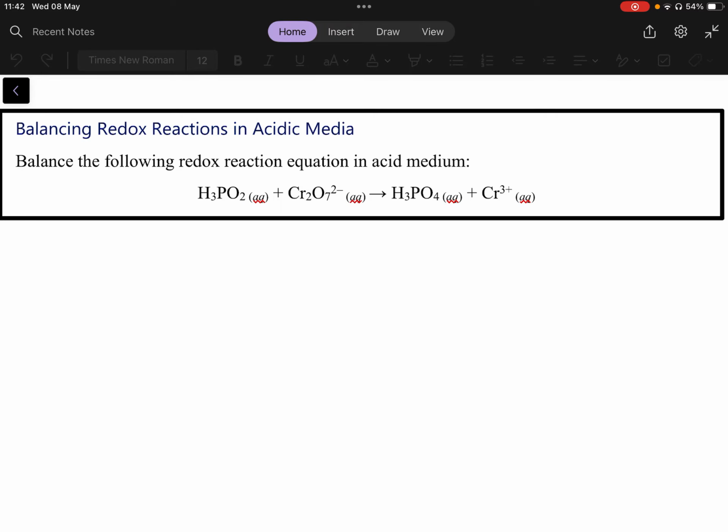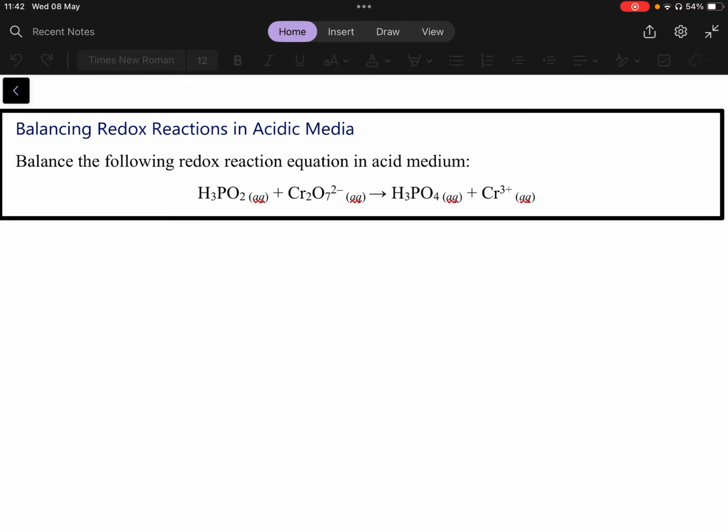So we're given an unbalanced redox reaction equation, and we're told this reaction takes place in acidic media. And you can actually see it from the fact that there is phosphoric acid present and other types of acids also present. That should be a giveaway, but you'll generally be indicated in some way.